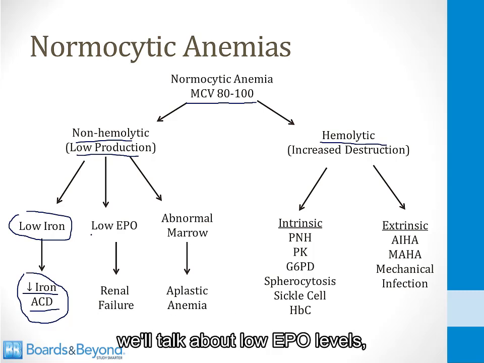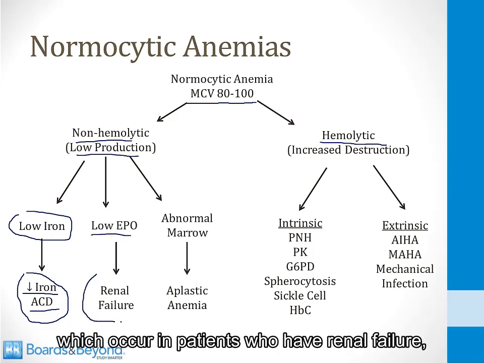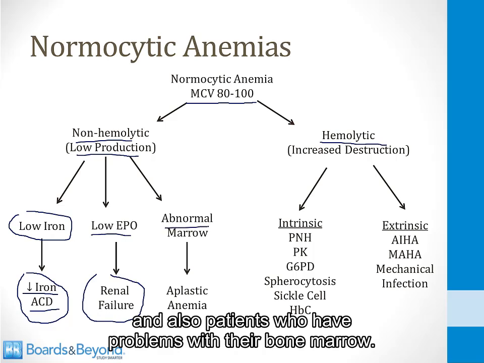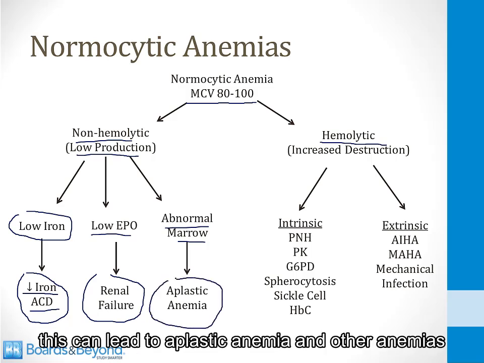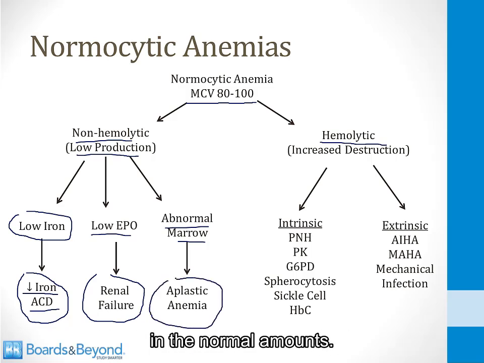In this module, we'll talk about low EPO levels, which occur in patients who have renal failure and also patients who have problems with their bone marrow. If there's a problem with the bone marrow, this can lead to aplastic anemia and other anemias where red blood cells are not produced in the normal amounts.